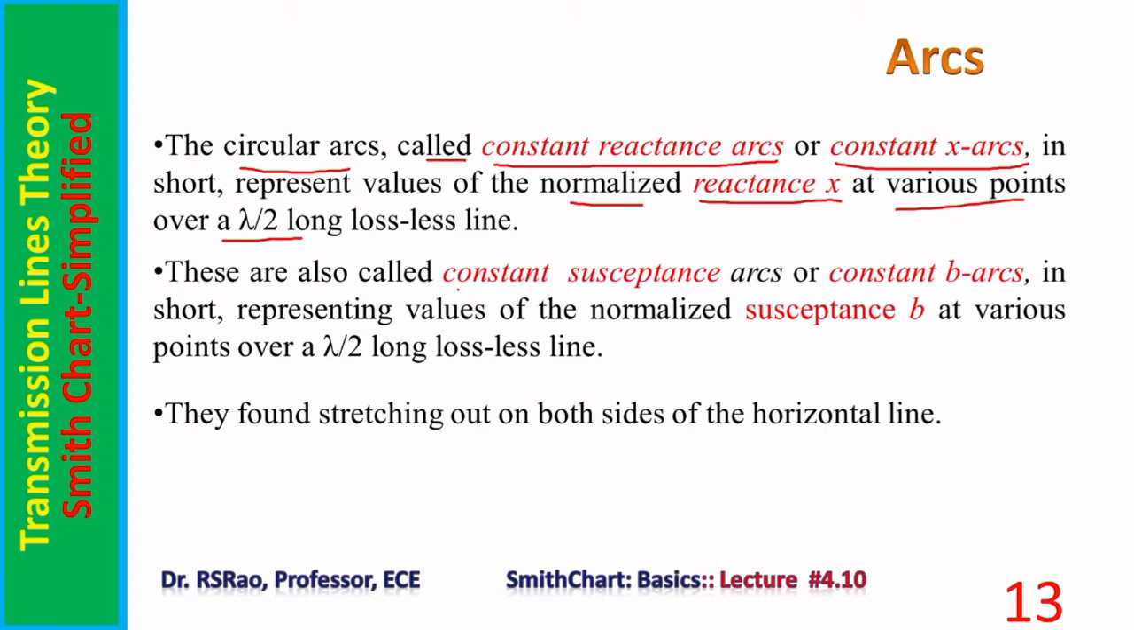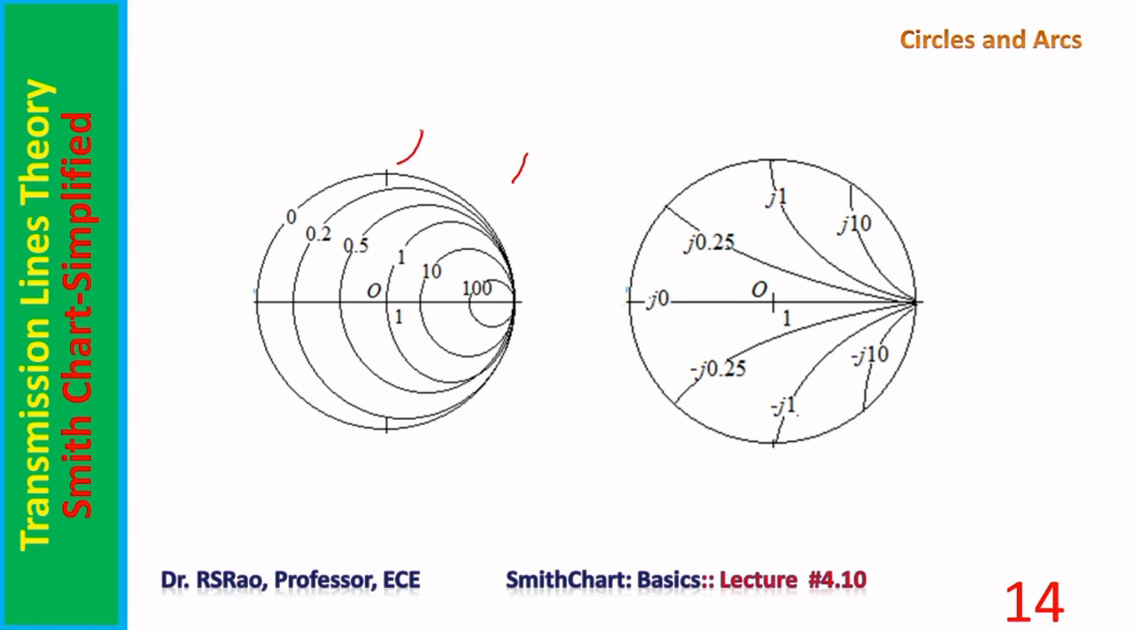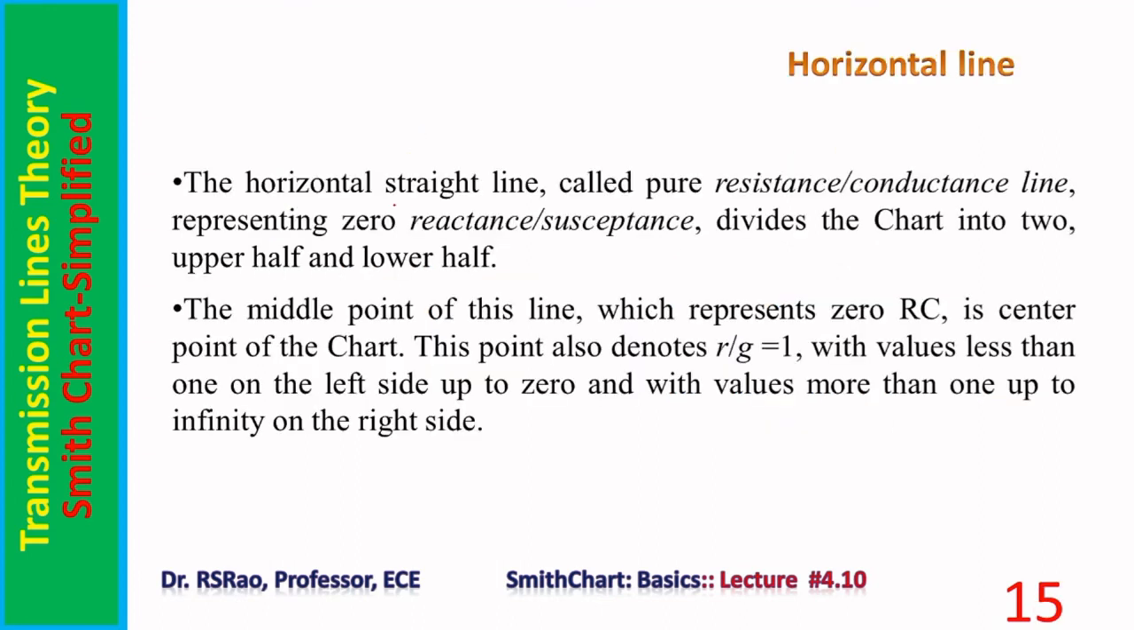Similarly, they are also called constant susceptance arcs or constant B arcs. B is the symbol for susceptance. In short, they represent values of normalized susceptance B at various points over a lambda by 2 long lossless line. They are found stretching out on both sides of the horizontal line. Notice the arcs in the upper half, they appear as if they are moving upwards. In the lower half, they appear as if they are moving downwards. So this is shown. These are circles. These are arcs. The horizontal straight line is called the pure resistance or conductance line, representing zero reactance or susceptance.